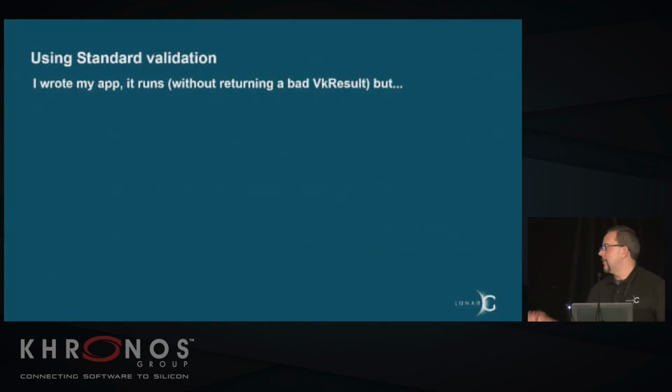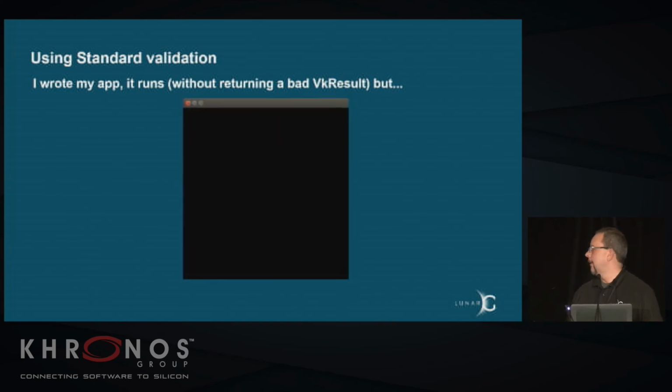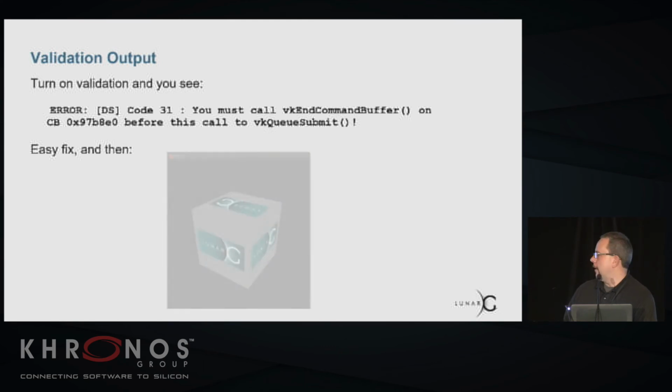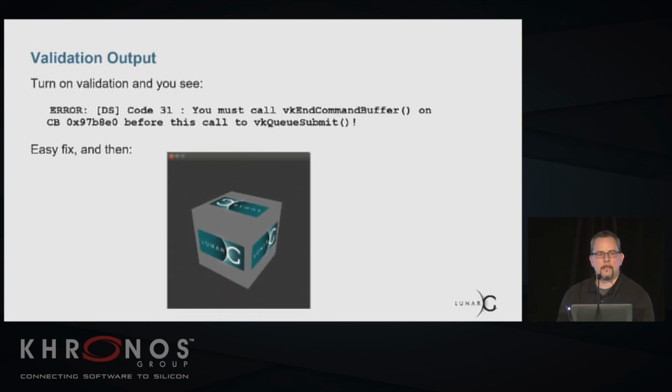So now let's look at an example. I wrote my application, I ran it, I see no VK results that are problematic, and I get that. My first response, Vulkan sucks. If you turn on validation, however, you get this command. And you can see pretty clearly, hey, you must call end command buffer prior to calling VKQ submit. Okay, I fix that, all of a sudden, I've got my image.